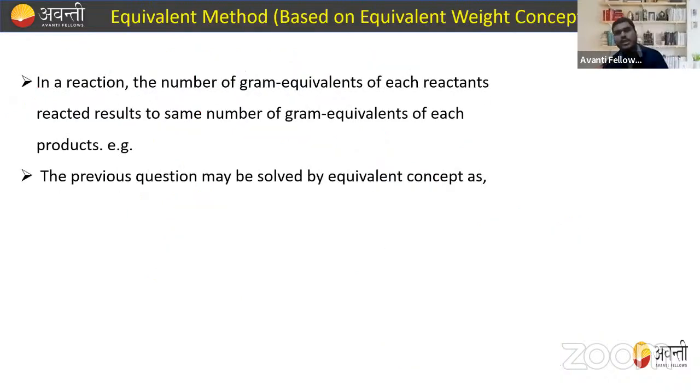Now, the next one is the equivalent method, right? So this is the equivalent method based on the equivalent weight concept. The first one is based on the mole concept, and this one is based on the equivalent weight concept. So how will you calculate this? In a reaction, the number of gram equivalents of each reactant reacted results in the same number of gram equivalents of each product, right? So in such a reaction, the number of gram equivalents of each reactant must equal the gram equivalents of each product. The previous question may also be solved by using the equivalent concept.